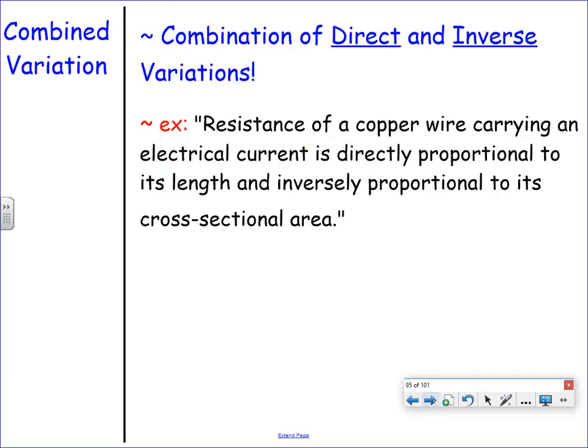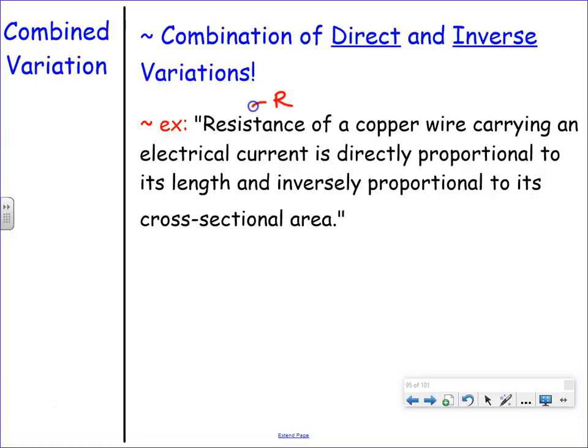What about combined variations? There's not really a formula for this. It just means some problems might have direct and inverse variations all related. And then we have this longer example. So we have direct, K times X, inverse, K over X, combined, some mix of direct and inverse. And the best way for me to show you that is just to go through another example.